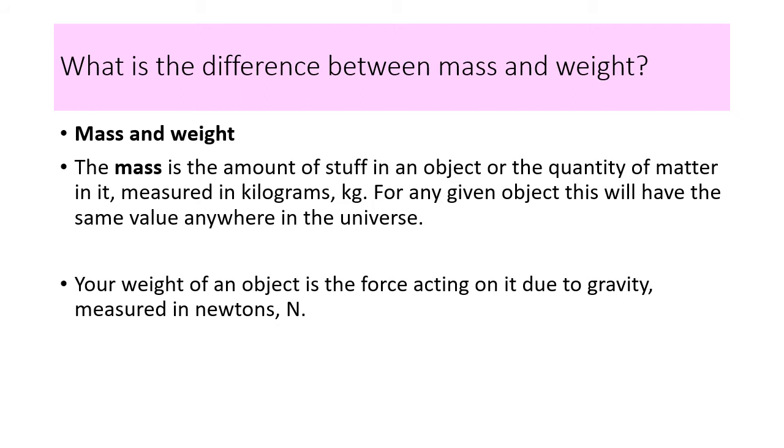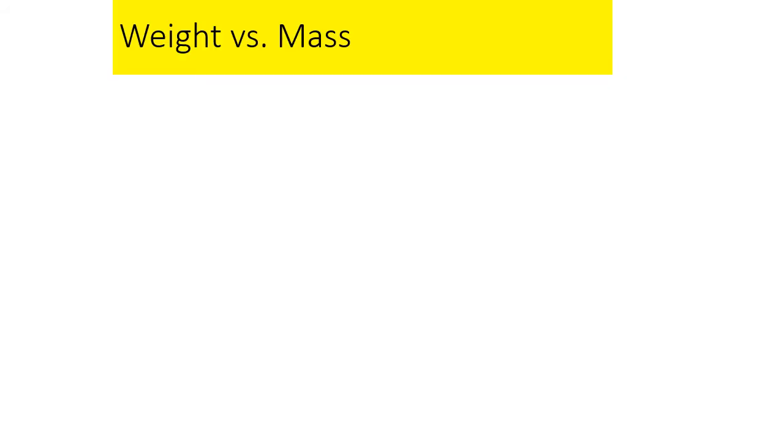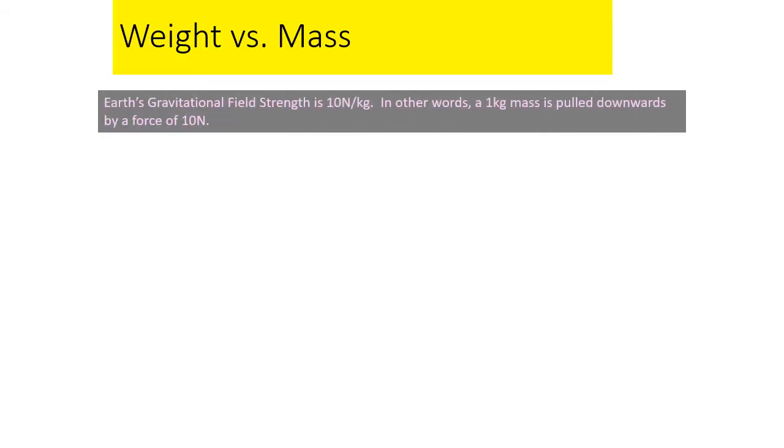If you go into space where there is zero gravity, then there will be zero weight, 0 Newton weight. If you go on the moon or other planets where the gravity value is different, then the weight value will be different. So, weight versus mass. Here are some examples. Earth's gravitational field strength is 10 Newton per kilogram. In other words, a 1 kilogram mass is pulled downwards by a force of 10 Newton.